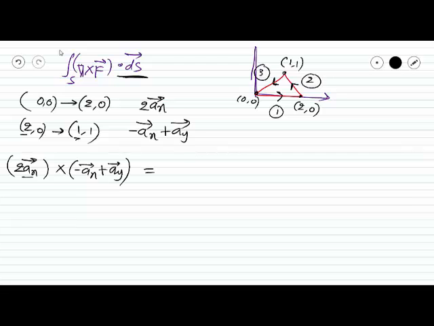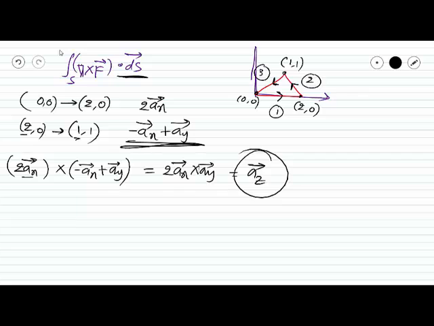Ax cross ax is 0, so 2ax cross ay, the direction that I will get is az bar, because ax cross ay is az bar. Forget about these magnitudes, we want only the direction. So the direction of ds bar will be az bar. Or if you want to check, you can check for the vectors 2 and 3 also. So this is for the second path.